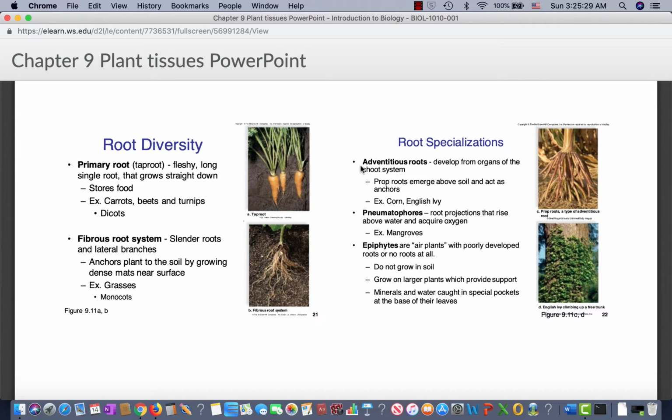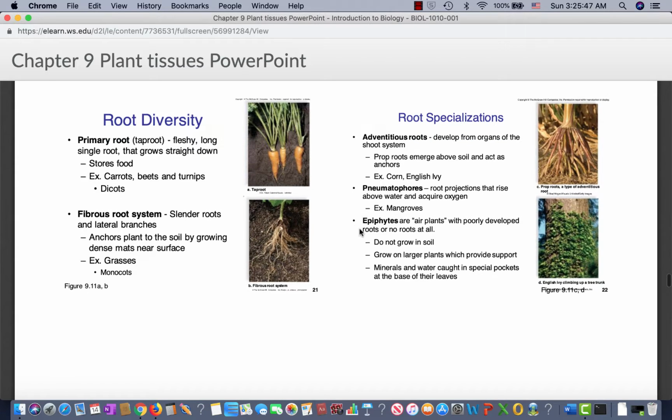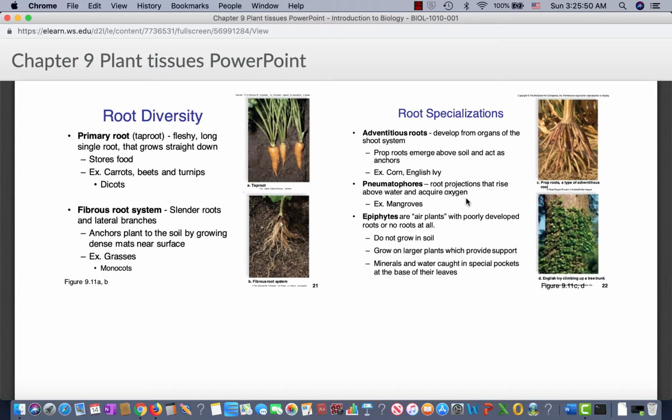Then we have adventitious roots, which develop from organs of the root system, and they have things like prop roots that emerge from above the soil and act as anchors. So corn, English ivy. Pneumatophores, these are root projections that rise above the water to acquire oxygen, so like in mangroves. And mangroves tend to grow in those kind of brackish, marshy environments where they're not going to have access to too much oxygen when they get flooded. So it's useful to have these.